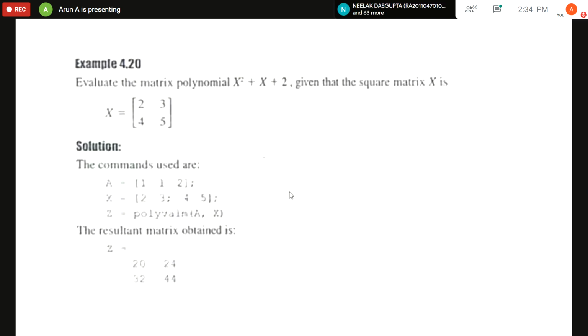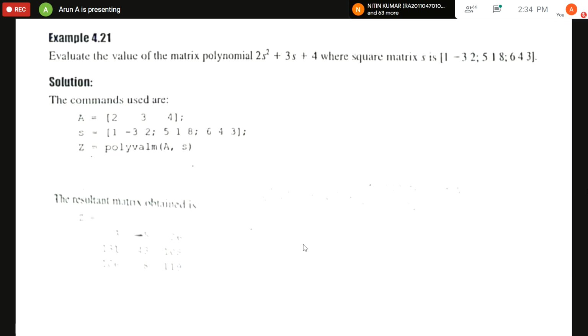Okay, once you use a matrix polynomial, that is the output. One more question is also being given. Okay, you can just give it a try and see how it works.